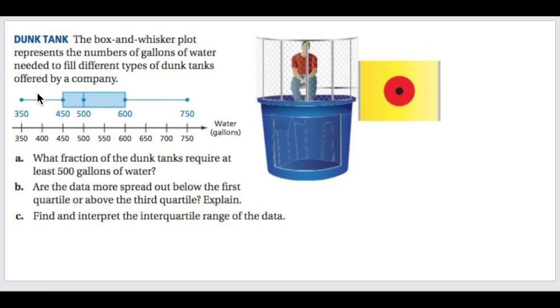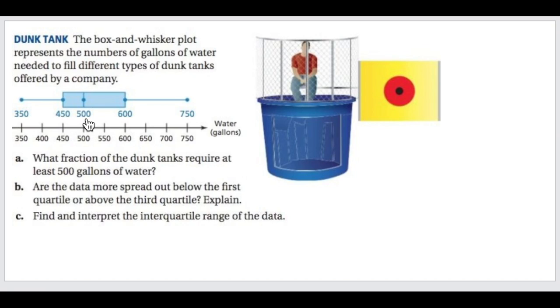So the first thing I notice is the minimum. I know the smallest amount of water needed is 350 gallons, where the largest amount needed is going to be 750 gallons. Okay, the middle, so the median, is going to be 500.